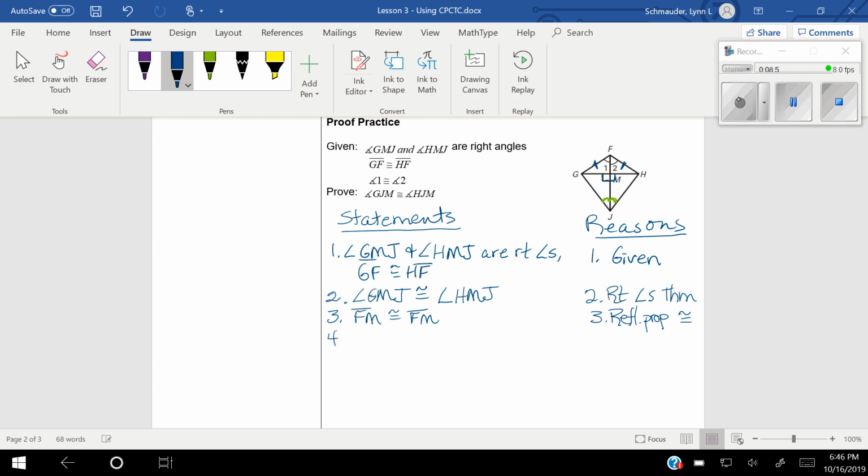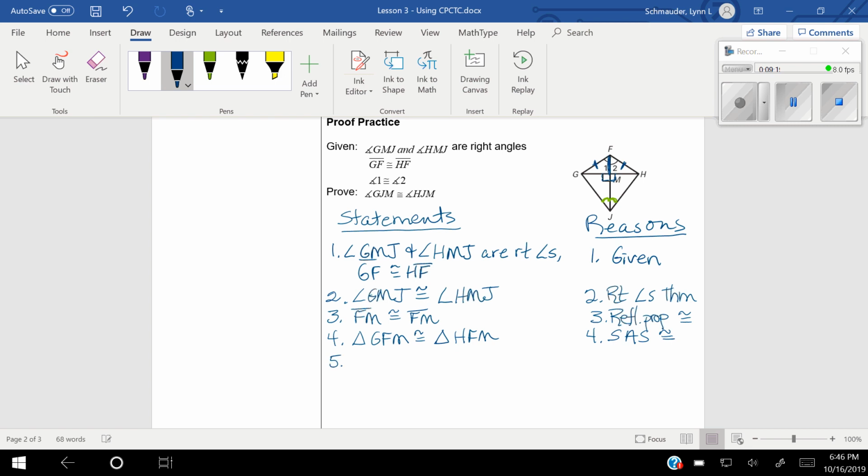then I can say the two triangles are congruent, the two at the top. Triangle GFM is congruent to triangle HFM, and that would be side angle side, right? Because once I show that this side is congruent to itself, that gives me side angle side congruence.